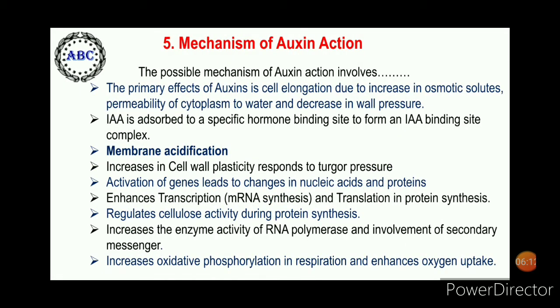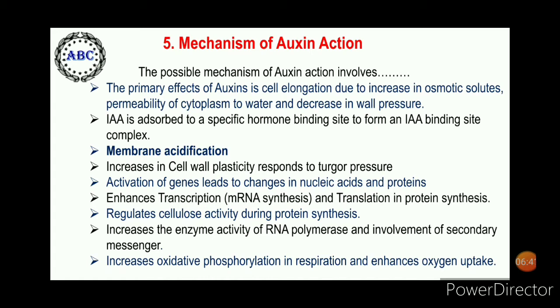In the mechanism, auxin brings about so many actions within seconds or minutes or days in the plant body. The possible mechanism of auxin action involves various events as follows. Auxin IAA is adsorbed to a specific hormone binding site to form an IAA binding site complex.